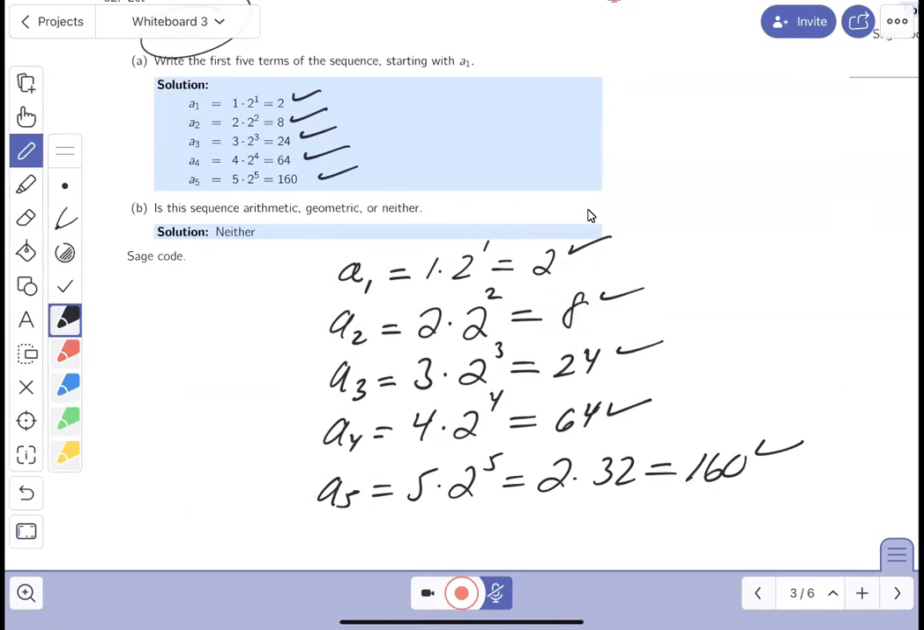The question is, is it arithmetic or geometric or possibly neither? Well, right now I'm not saying arithmetic because from 2 to 8, there's no common difference. The difference between the first 2 terms is 6, then the difference between the next is 16, and the next is 40. So it's definitely not arithmetic. Is it geometric, though? Let's look at the common ratio. Unfortunately, that fails. So it's not arithmetic and it's not geometric. So what's our response? It's neither.